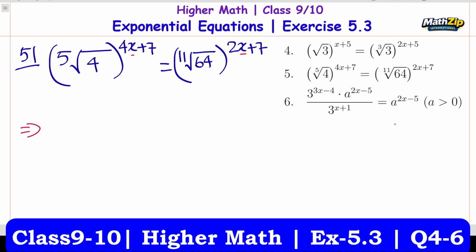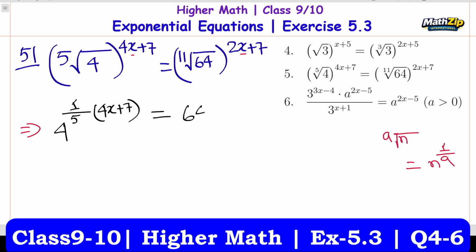So we know the nth root of a can be written a to the power 1 by n. Same thing, we can write 4 to the power, against fifth root we can write 1 by 5, times 4x plus 7. Here is also the same thing, 64 to the power 1 divided by 11 times 2x plus 7.